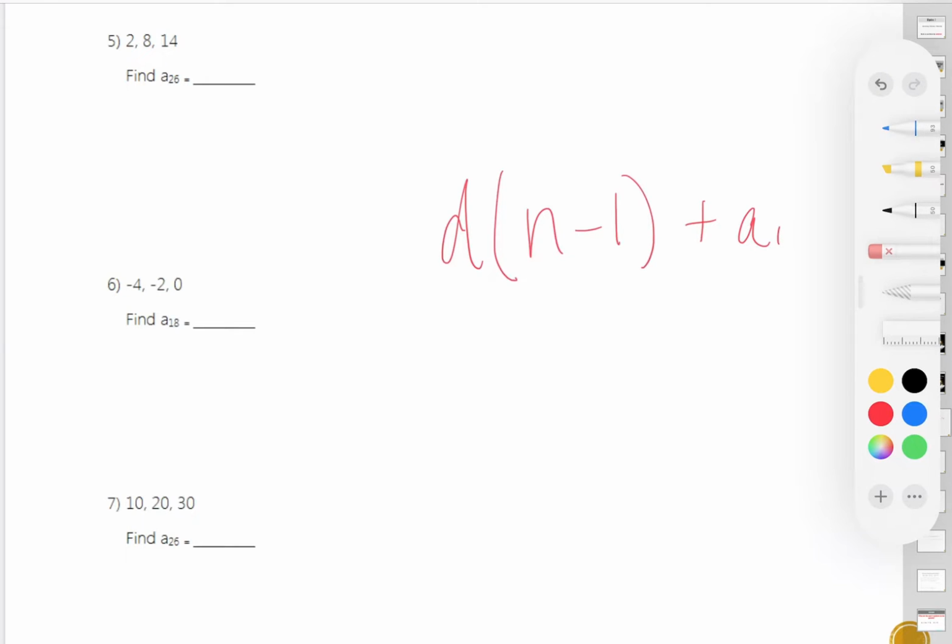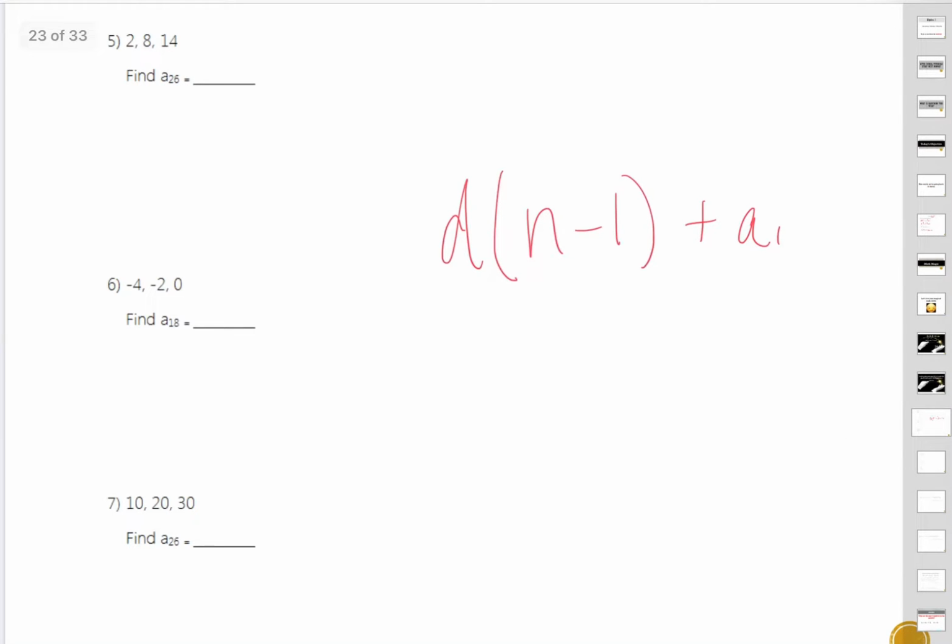Okay, so what is the difference, the common difference? What number are they trying to plug in? And then you add your starting number. Not too bad.